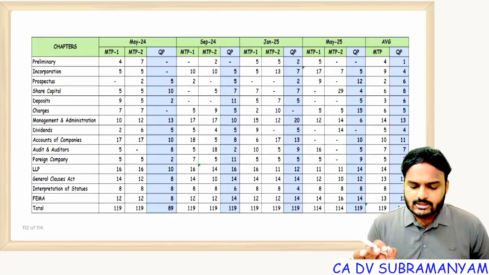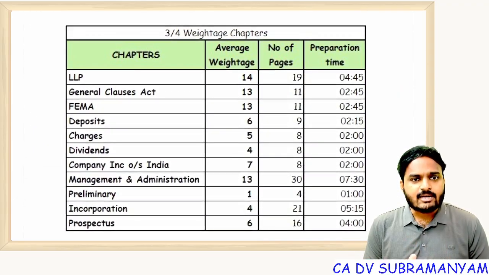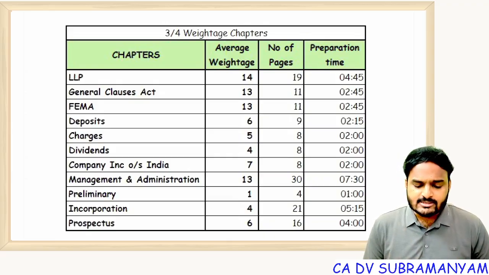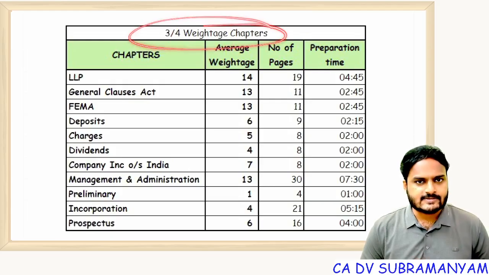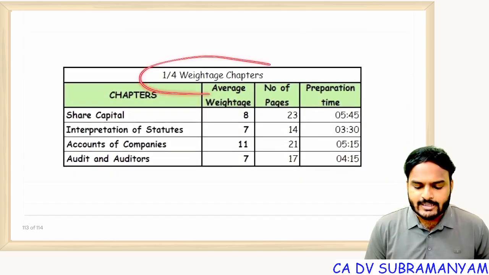So based on this marks analysis, I categorized 15 chapters into 2 branches or 2 categories. First one is 3/4 weightage chapters, and next one is 1/4 weightage chapters.